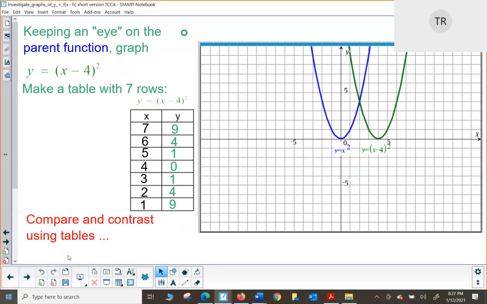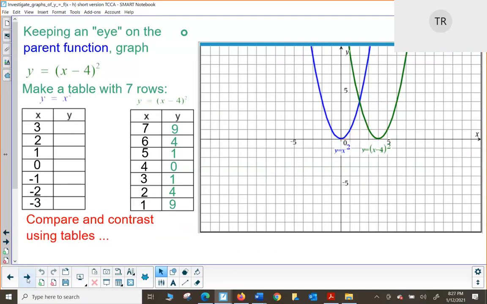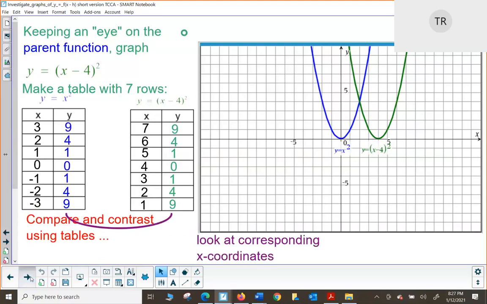But what about using tables? What if I bring the table in from our y equals x squared that's in blue? How are these tables similar, and how are they different? Again, pause until you're finished. I know I'm going fast, but I'm sure you get the idea. So what I'm hoping is they'll look at the y columns and say the y coordinates are identical. The x coordinates, however, if you look at those, from 3 to 7, you add 4 to 3 to get 7.